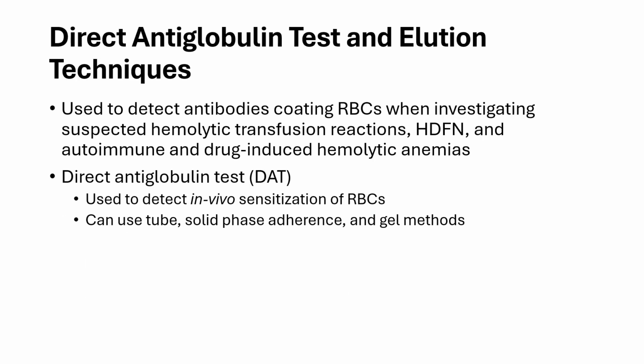The DAT, or direct antiglobulin test, is used to detect antibodies coating red blood cells in vivo. This is used for investigating suspected hemolytic transfusion reactions, diagnosing hemolytic disease of the fetus and newborn, and detecting autoimmune and drug-induced hemolytic anemias. The methods we can use are the tube method, solid phase adherence, or gel methods.